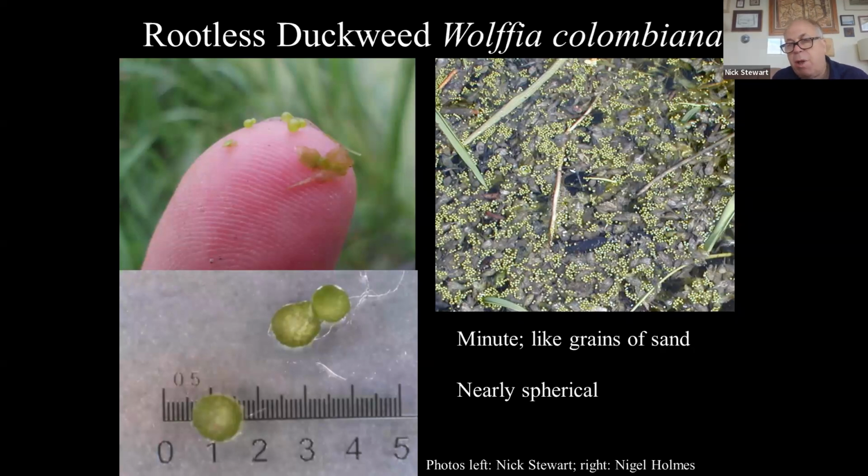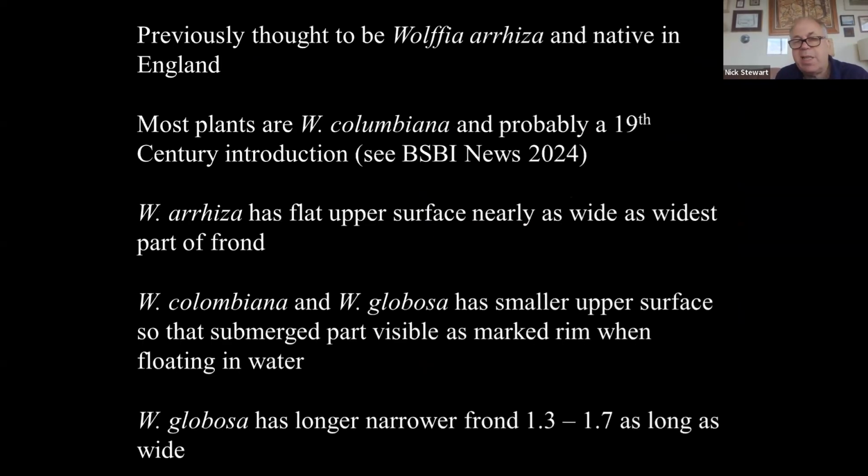So if you're looking down from above, there's a distinct rim around the green surface bit that's most obvious, which is the underwater part of the plant, because that's wider than the rest of the frond. It probably takes a little bit of practice, but that's supposed to be the best way of separating them. Globosa has a longer, narrower frond than colombiana. That's the main difference there.